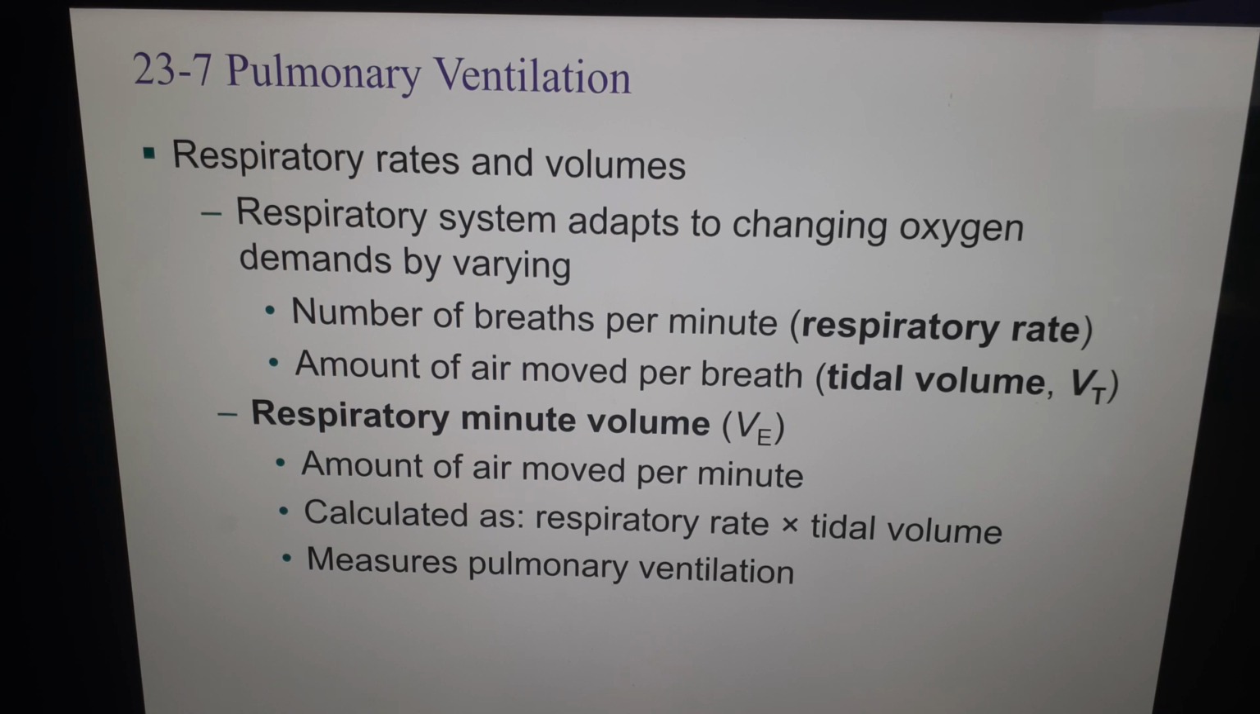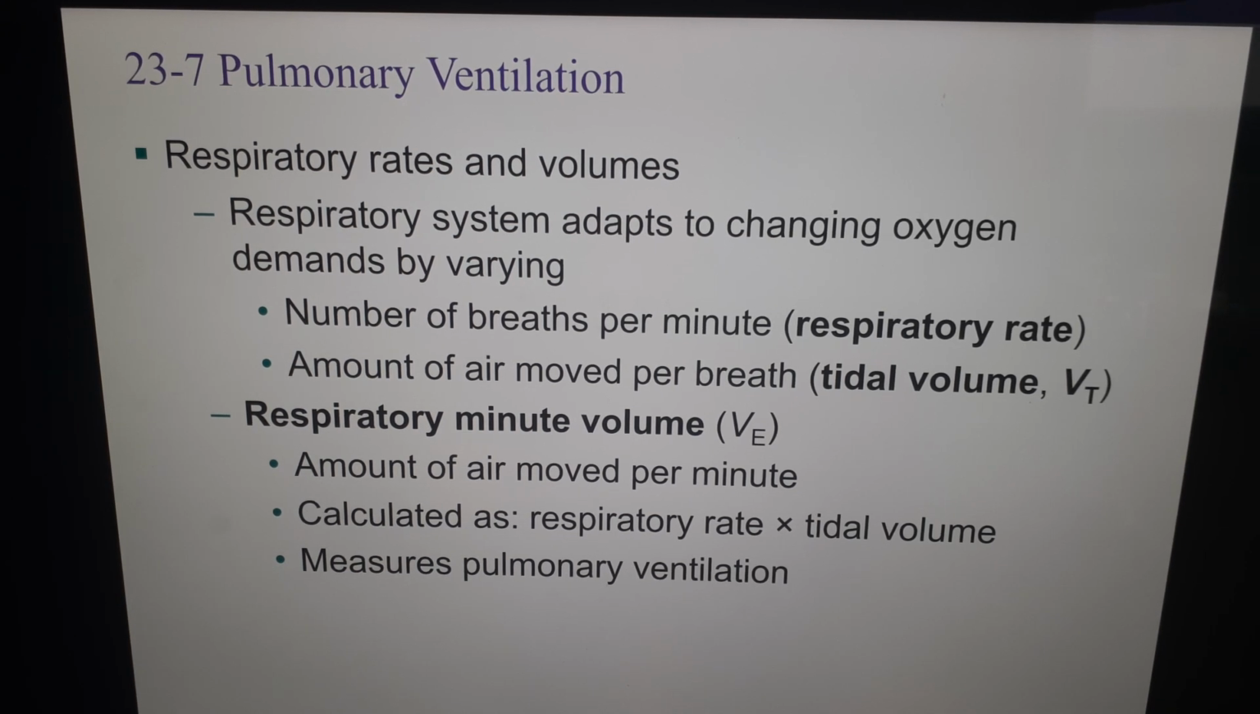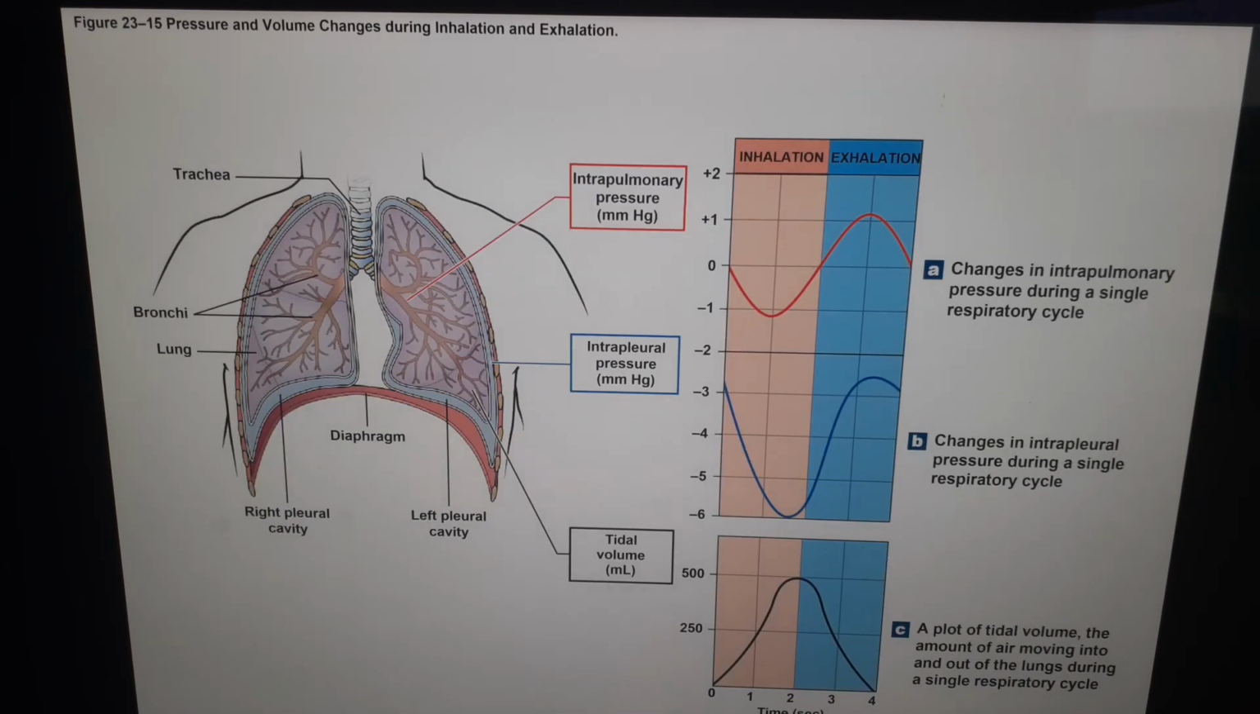So respiratory rates and volumes. Your body is going to be monitoring oxygen demands and oxygen levels and CO2 levels, and it can respond by changing either the number of breaths you take per minute, that of course would be your respiratory rate, or how deep you're breathing, the amount of air moved per breath, which is your tidal volume. So your respiratory minute volume is the amount of air you move per minute. So that's the number of breaths per minute times the volume of air per breath. And that's your normal pulmonary ventilation.